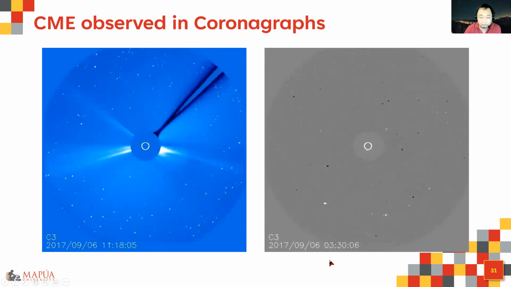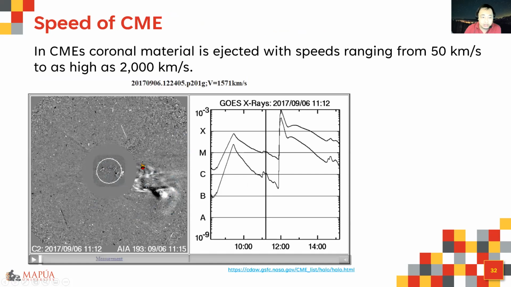Now, from here we can actually estimate the speed of the coronal mass ejection. Typically, the speeds of the ejected material range from about 50 kilometers per second to about 2,000 kilometers per second, sometimes more than that. It depends on the amount of explosion that happened in the solar corona. So for example, this is the September 6 solar flare.